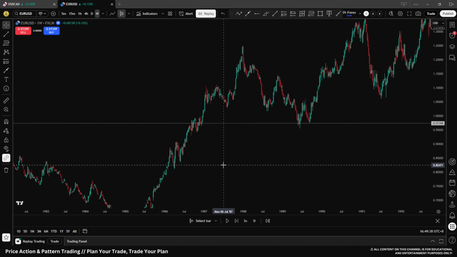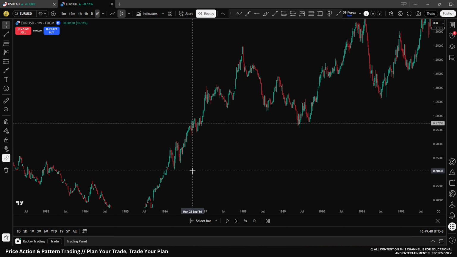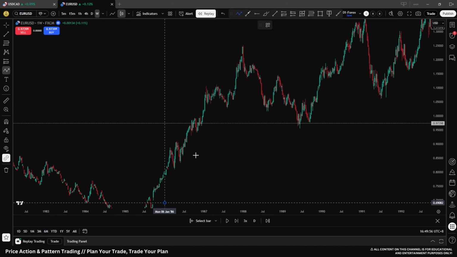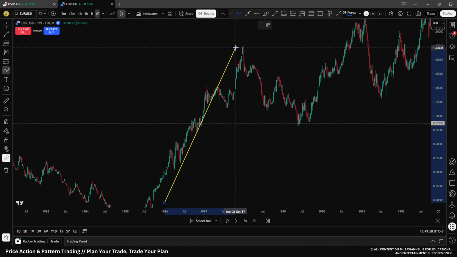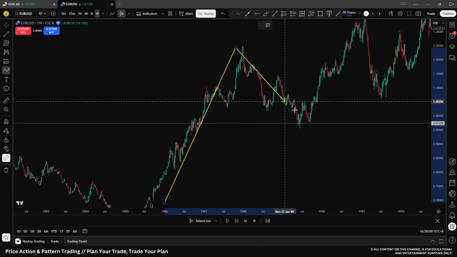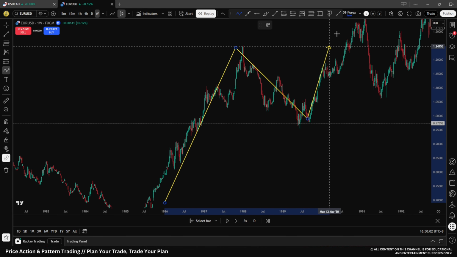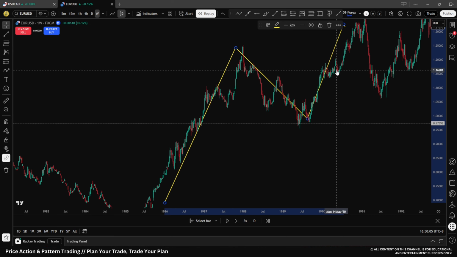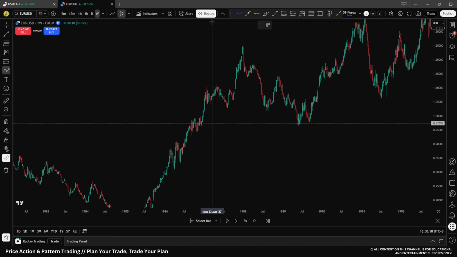We are here on Euro US dollar on the weekly chart. So keep in mind, the euro was introduced in 1999, respectively in 2002. So what we are looking at here is actually the Deutsche Mark. And we can see we are clearly in an impulsive move to the upside. So we have an impulsive move, then a correction, and we leave the correction again in an impulsive move. And the same behavior you can find within the correction as well.